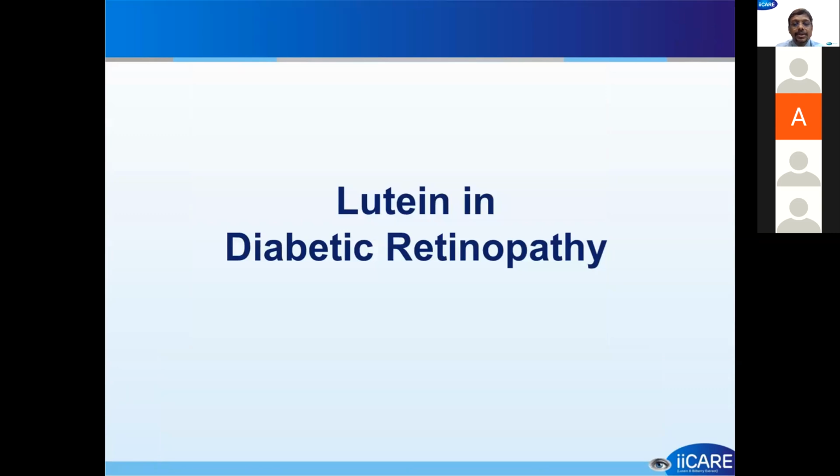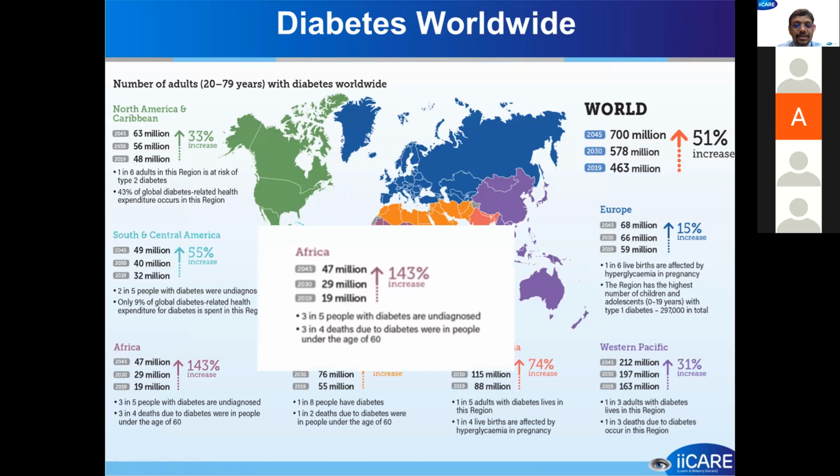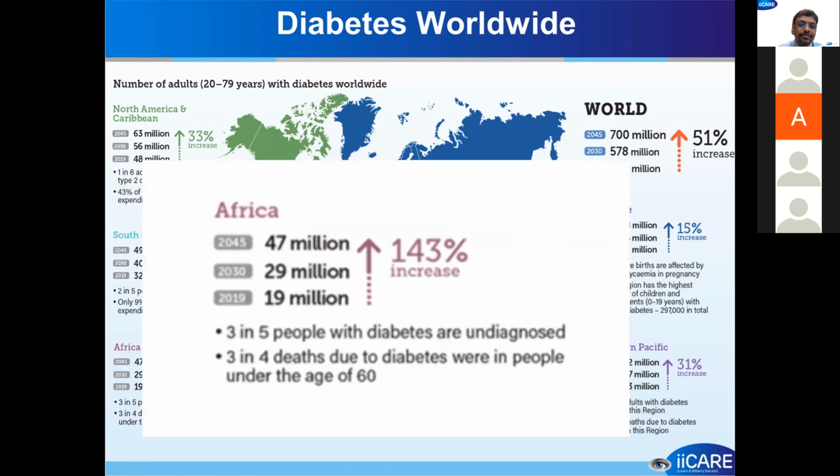Now, lutein in diabetic retinopathy. As we know, diabetes is one of the most prevalent non-communicable chronic diseases globally, and the numbers are increasing rapidly in Africa. In 2019 there were 19 million people, going up to 30 million by 2030, and up to 45 million by 2045. So it is increasing year by year.